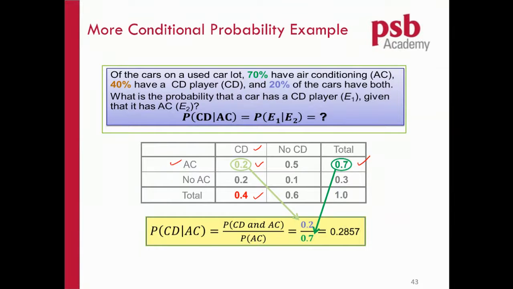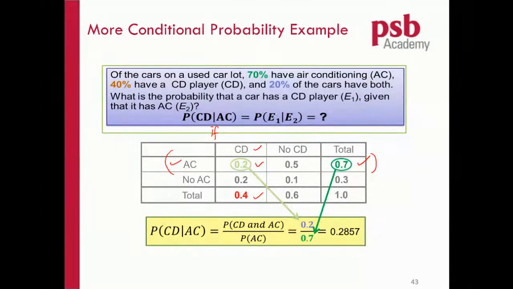So if the question would ask you, if you get an aircon, so where's the aircon? You basically will look at this row only, aircon. What's the total percentage of aircon? 0.7. So we get 0.7 here. Out of 0.7, how many have CD? 0.2. So 0.2 out of 0.7, you get this. So this is how you find out probability.